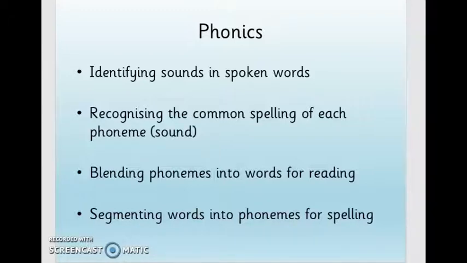In phonics, we also recognise each of the common spellings of the sounds, so for the sound k, we would use the letter C. We also learn how to blend phonemes, otherwise known as sounds, into words for reading, and we segment words into phonemes for spelling.